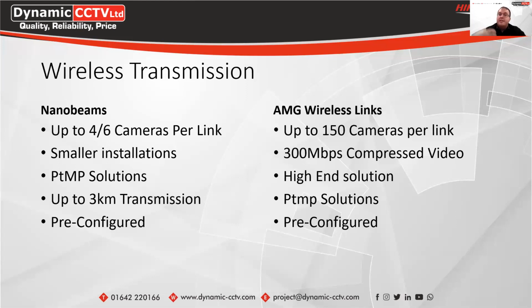In some scenarios, there's need to be able to use wireless transmission. So on some sites, you may not be able to get a cable between two locations or between the camera and the NVR. So there's two different main wireless units that we use. So I know quite a few customers have used the nano beams in the past, and these are great for smaller installations when you're just generally using point-to-point links, but there is a limitation on these where you can only really use reliably up to 4 or 6 cameras per bridge link.